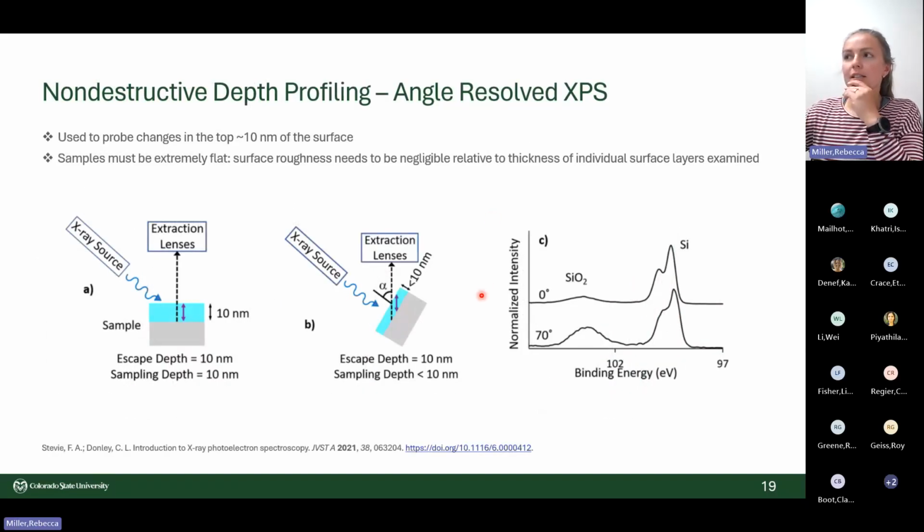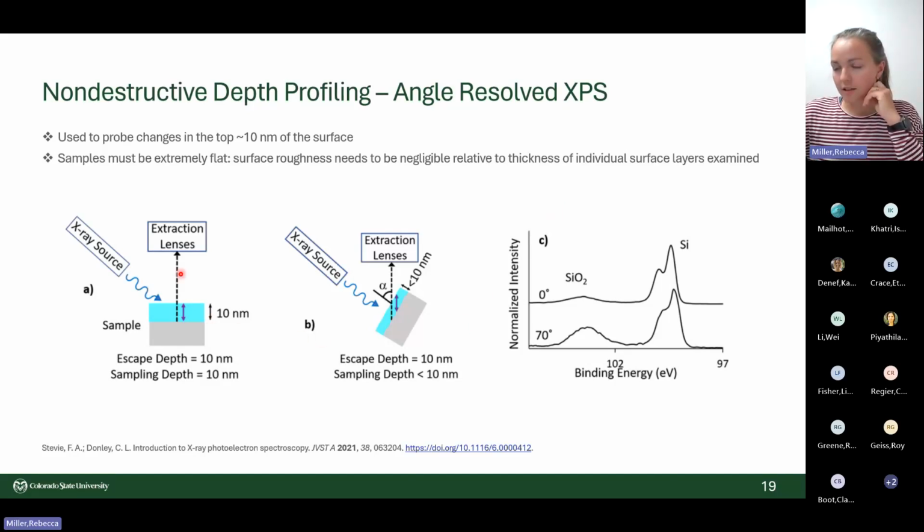Some other techniques that can be done in the XPS, I'll go over briefly, mostly around depth profiling. So for trying to understand how samples might change within the top 5 to 10 nanometers of the surface, you can do what's called angle resolved XPS. However, this relies on your sample being extremely flat, and the surface roughness needs to be negligible relative to the thickness of those layers that you're trying to analyze.